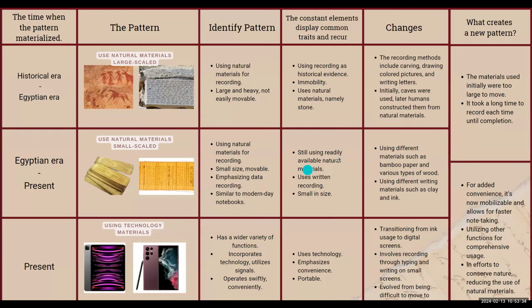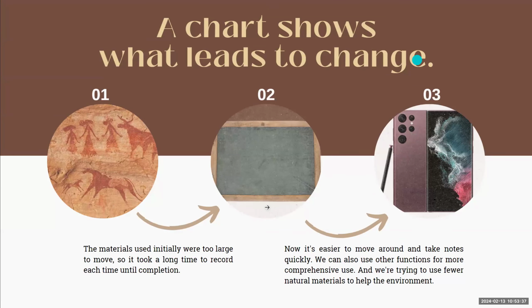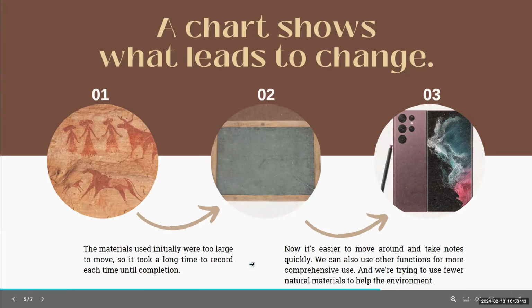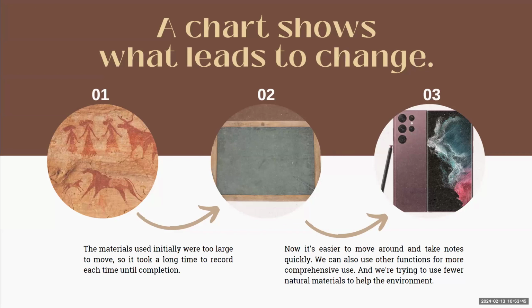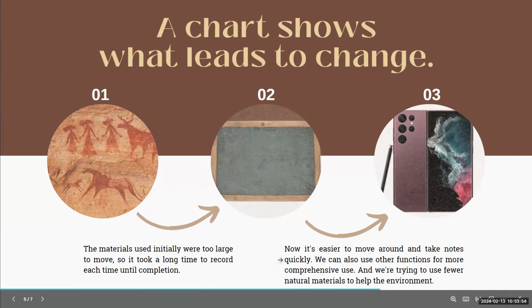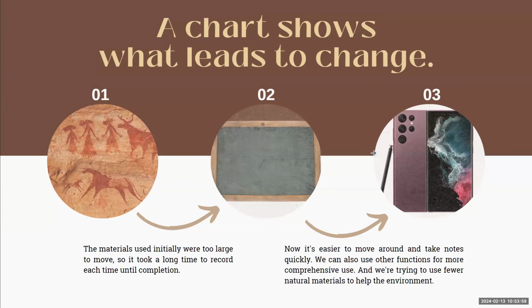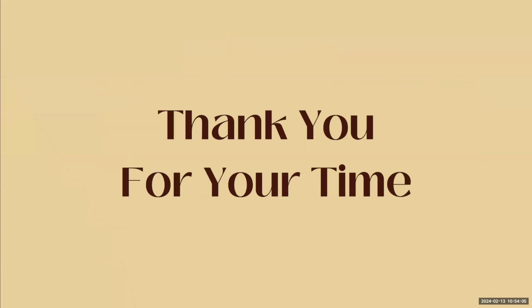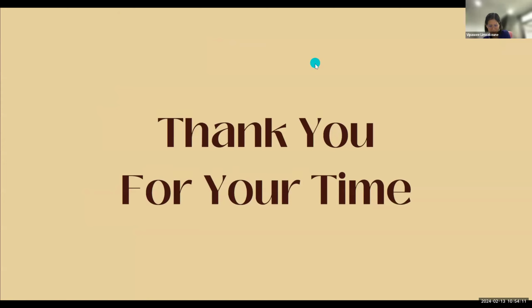And the next one is the irregularity. The difference from the first one to the second one is just the scale, using the same materials. It's too large to move, so it takes a long time to record. And the last one is about different materials, and it's more comprehensive for use in the new era. That's all. Thank you. Thank you, Jiratana. Very good. We have a better understanding of the pattern of note taking.